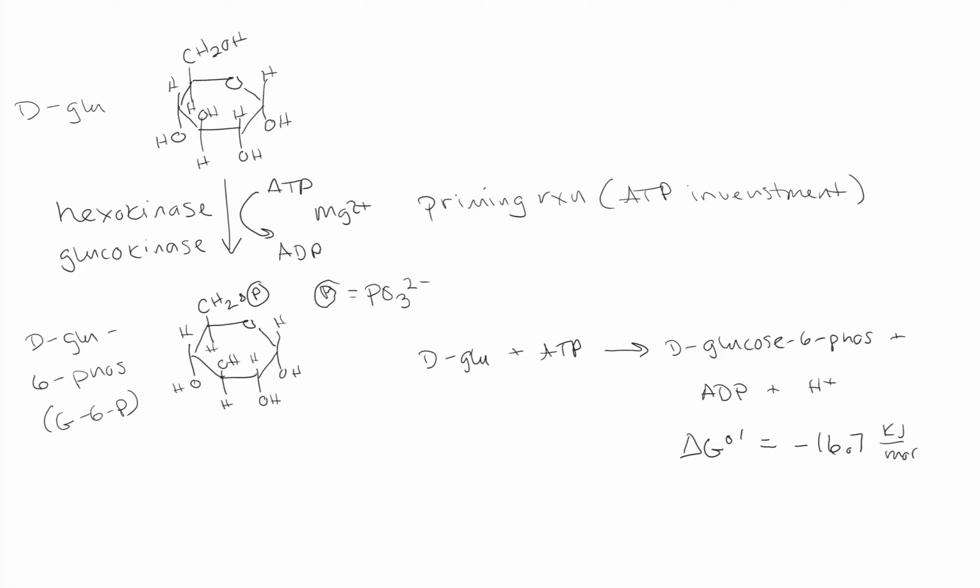But under cellular conditions, the first reaction of glycolysis is even more favorable than under standard state, where delta G is actually going to be closer to negative 33.9 kilojoules per mole. So under biologically realistic concentrations, this is even substantially more favorable than under standard state conditions.